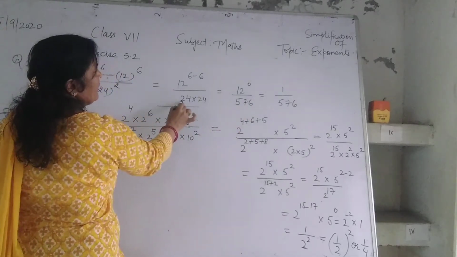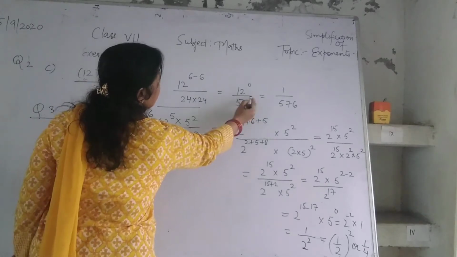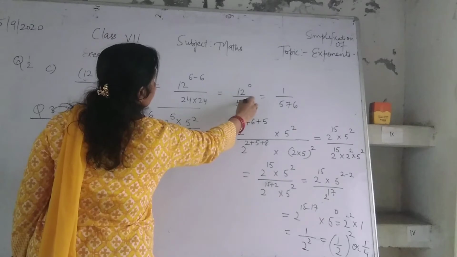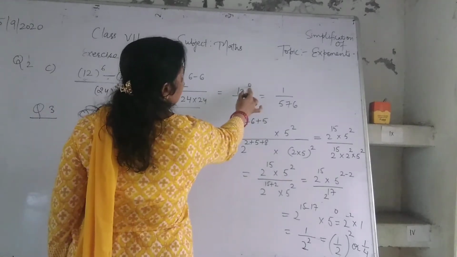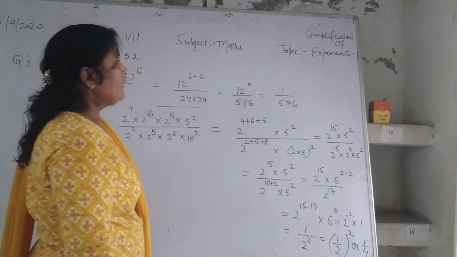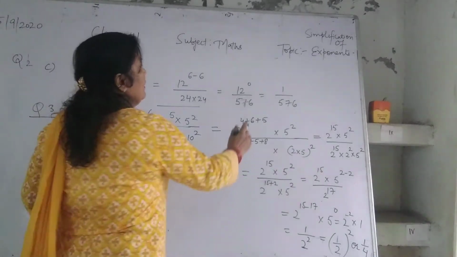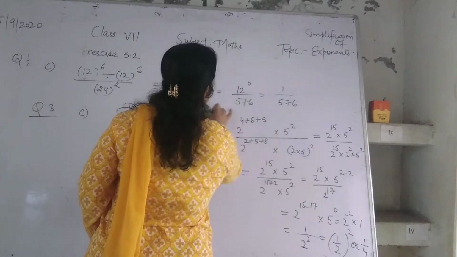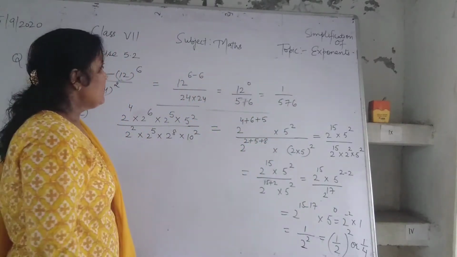When I multiplied 24 by 24, I got 576. Then any number raised to power 0 is always equal to 1. Then divided by 576. In this way, you will solve this question.